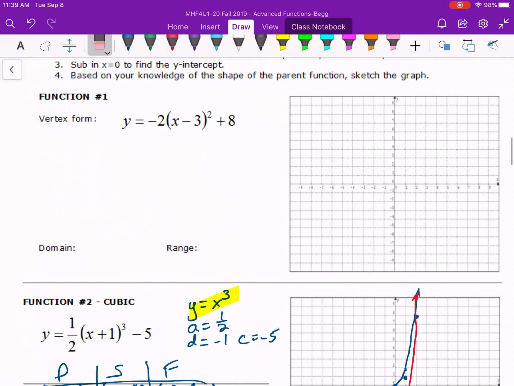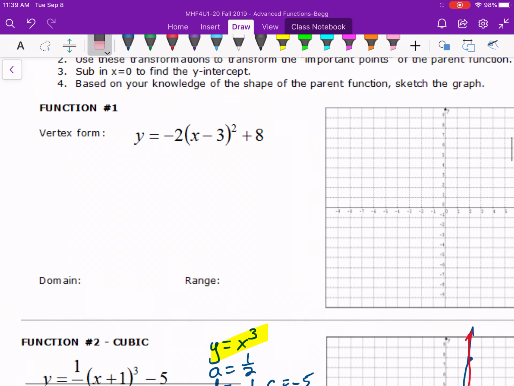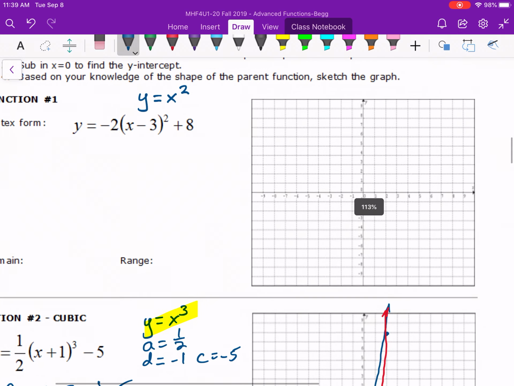All right, so let's graph this. Take a look at this function right here: y = -2(x - 3)² + 8. What type of function is it? Is it linear, quadratic, cubic, whatever? Well, I hope it's obviously quadratic. The parent function, the basic one, would be y = x². So that's what your basic quadratic looks like.